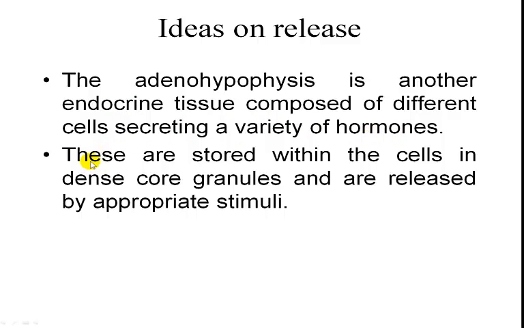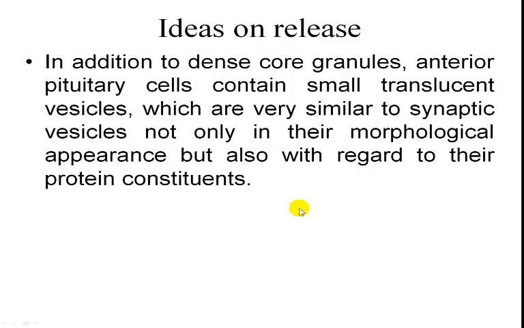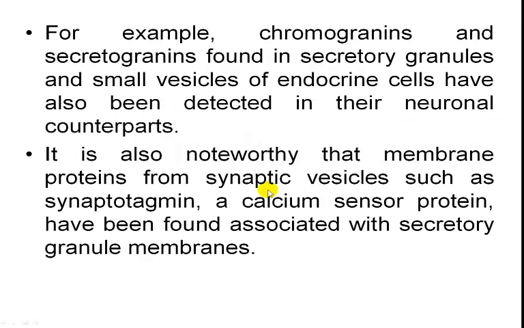So we've seen our illustration on that. These are stored within the cells in dense core granules and are released by appropriate stimuli. So we're talking about the regulated release model. In addition to dense core granules, anterior pituitary cells contain small translucent vesicles, which are very similar to synaptic vesicles, not only in their morphological appearance, but also with regard to their protein constituents.